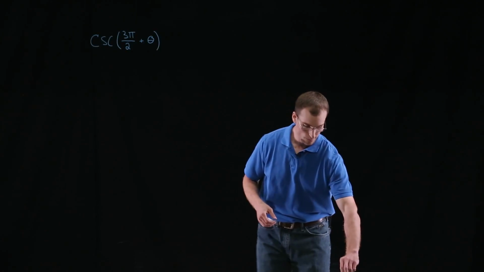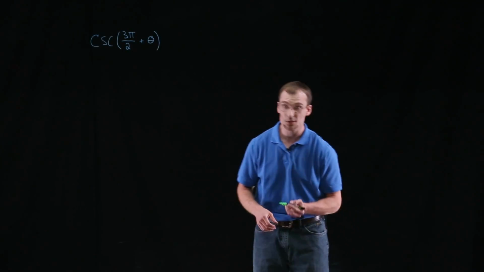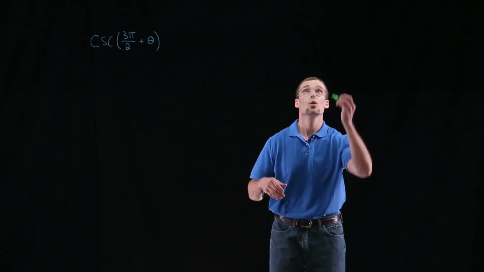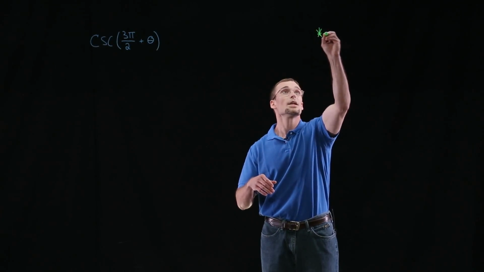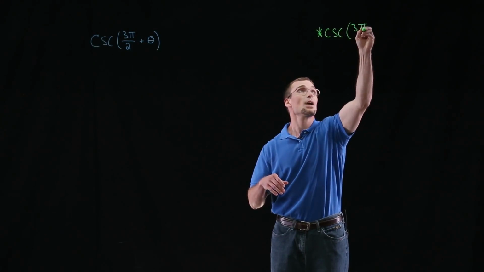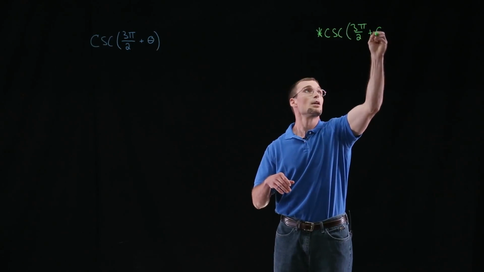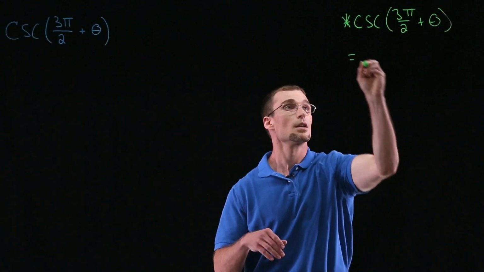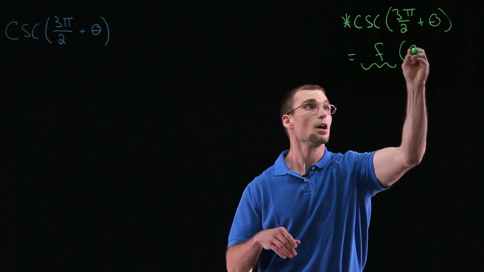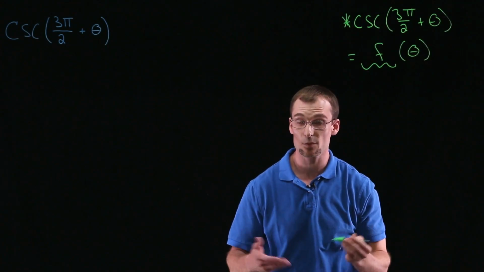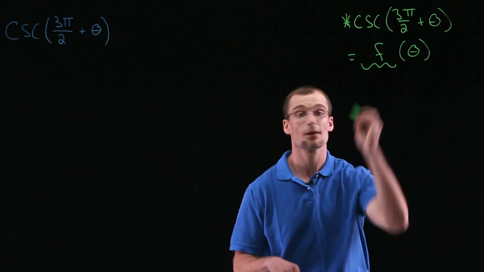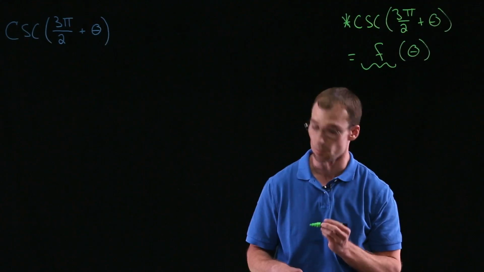So before we start, it helps to know what we're looking for. What is a trigonometric function of only theta? Well, that means we want our cosecant of 3 pi over 2 plus theta to be equal to some function, we'll call it f, of just theta on the inside, where f could be some other trig function, sine, cosine. We don't know what it is yet, but that's where f will go. So that's what we're going to try to do.